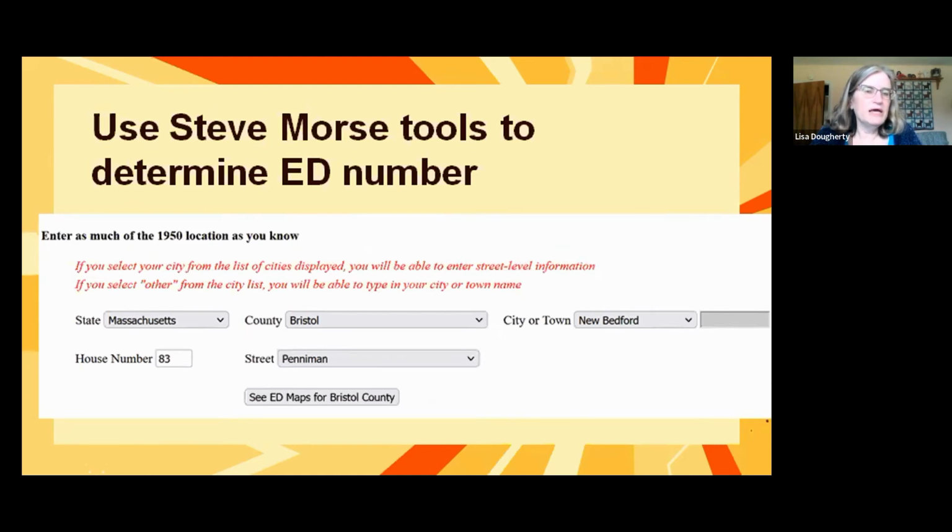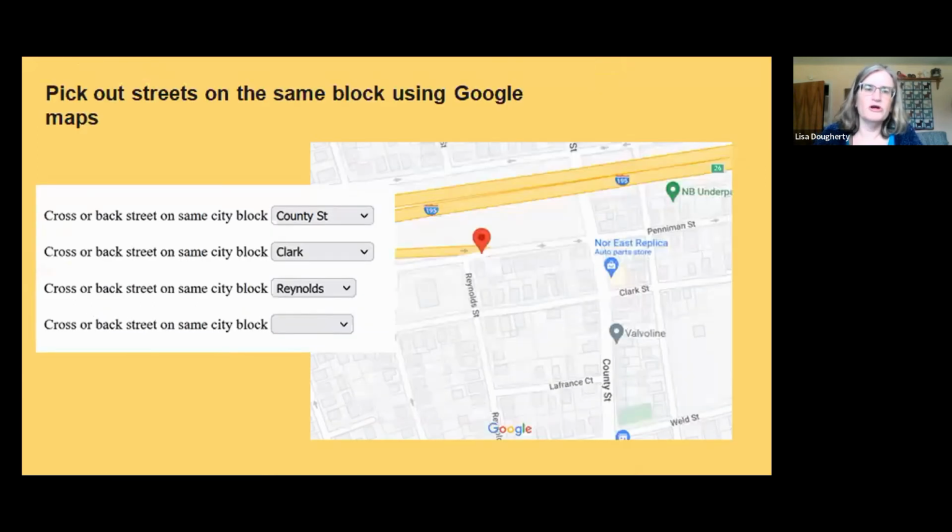And then the drop-down menus of all of these, you're going to get all the states, all the counties in Massachusetts, all the cities and towns in Bristol County, and all of the names of the streets in New Bedford on those drop-down menus. So you just pick out the name of the street that we found in the city directory. Then we are going to need to do the search. And when we do the search, it brings up a Google map of the address of 83 Penniman Street.